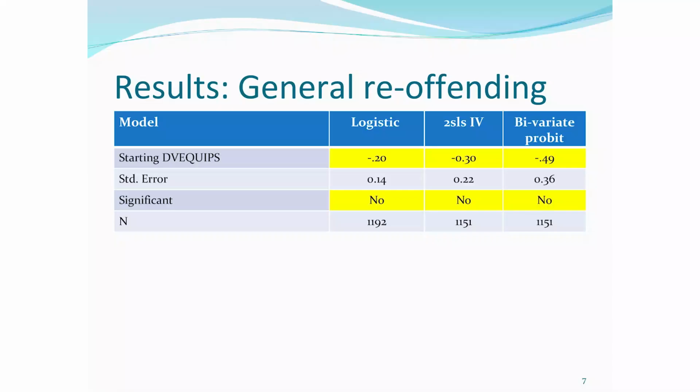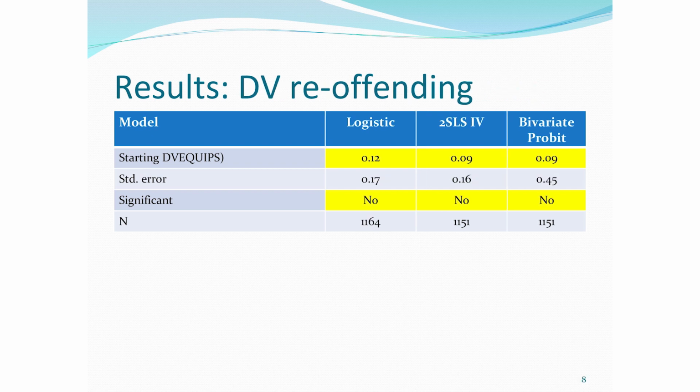Right, so these were the results. Now, the negative sign for starting DV Equips, this is for general reoffending, it's a sign that there's a reduction in offending. So that's good news. Doesn't matter which technique you use. As it turned out, we didn't have an omitted variable bias problem, so the logistic regression's good enough to look at. But tragically or sadly, none of the effects were statistically significant. The standard errors are pretty big. So things were heading in the right direction, but there was no significant effect.